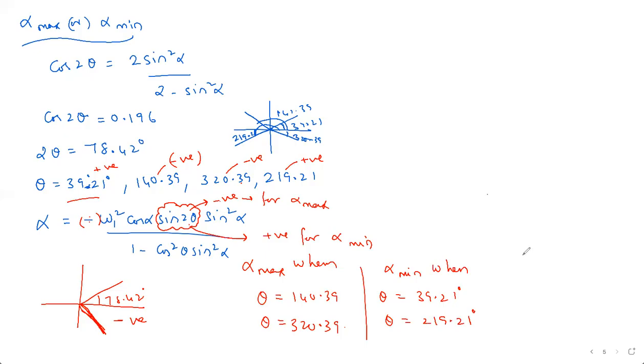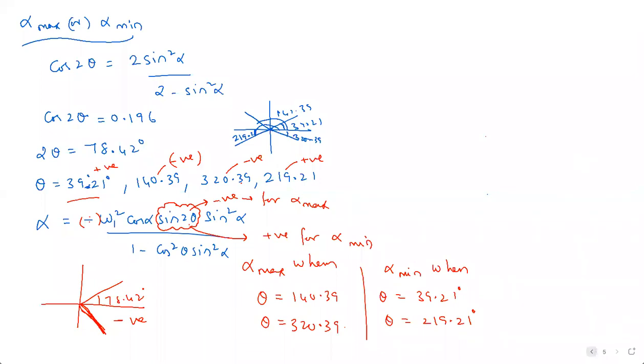So you got here alpha maximum, alpha minimum. The meaning is it has maximum acceleration when driving shaft is rotating for 140.39 degrees and 320.39 degrees, and angular acceleration is minimum when the angle is rotating for 39.21 degrees and 219.21 degrees.